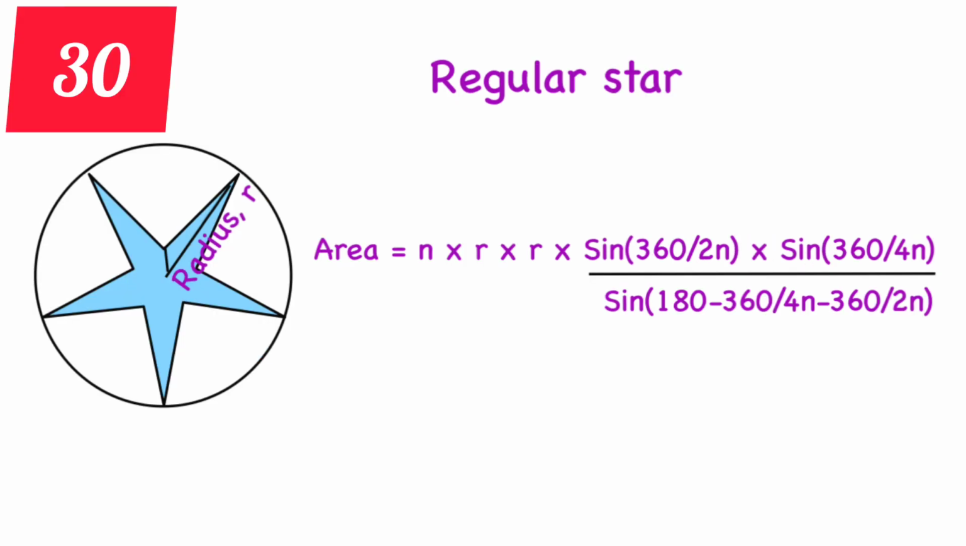The area of an n-pointed regular star is 2n times the area of the triangle formed by joining one of its sides to the center. The angles of the triangle are 360 by 2n, 360 by 4n and 180 minus 360 by 2n minus 360 by 4n. One of its sides is the radius r, simplifying we get the given formula.